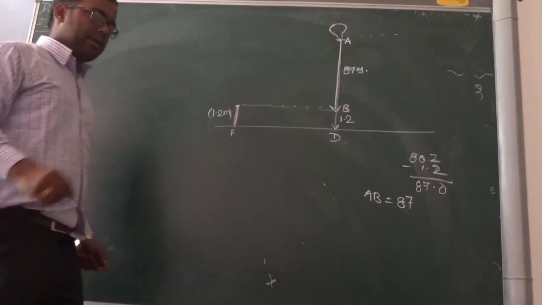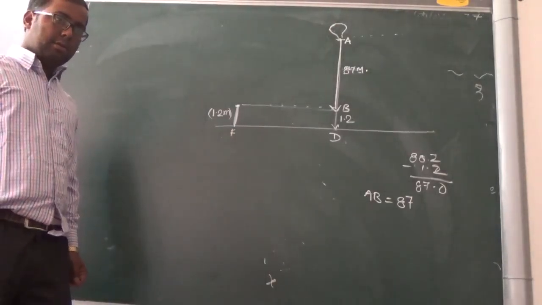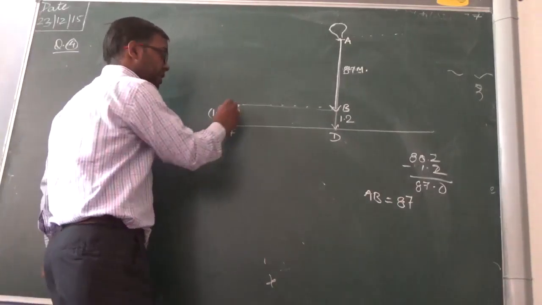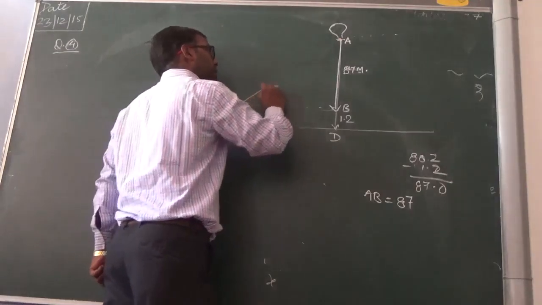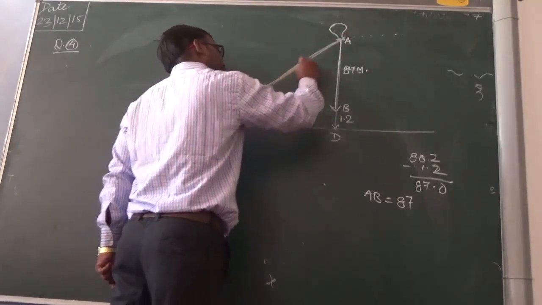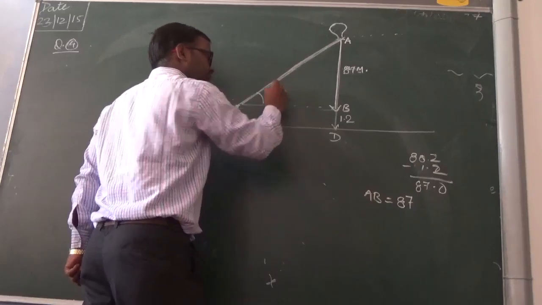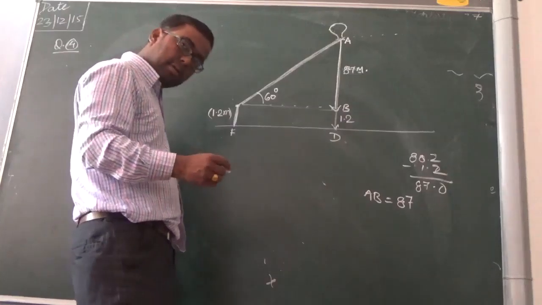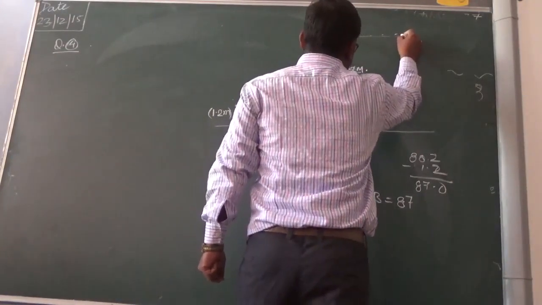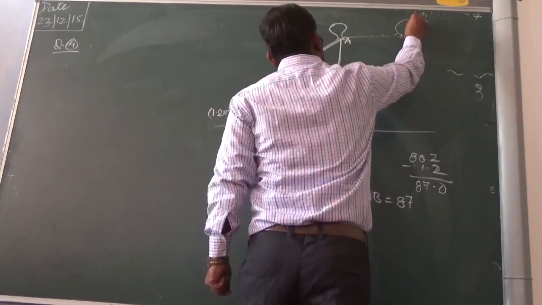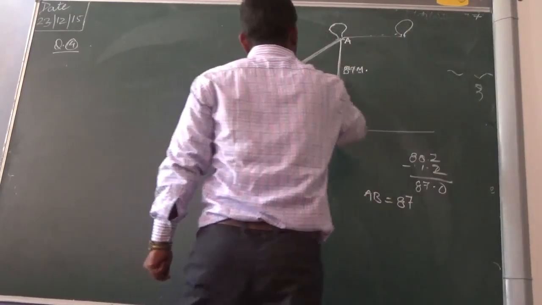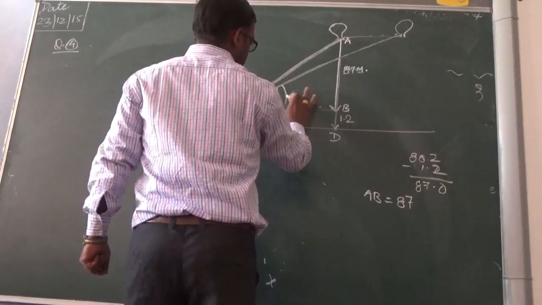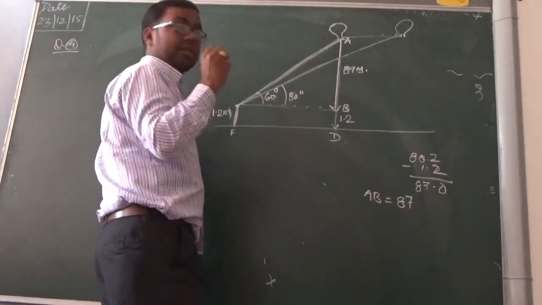Next. The angle of elevation of the balloon from the eyes of the girl at an instant is 60 degrees. The girl is seeing this balloon, and the angle of elevation at this point is 60 degrees. Next. After some time, the angle of elevation reduces to 30 degrees. As the balloon comes rightwards, the angle of elevation is reduced here, and this time it equals 30 degrees.